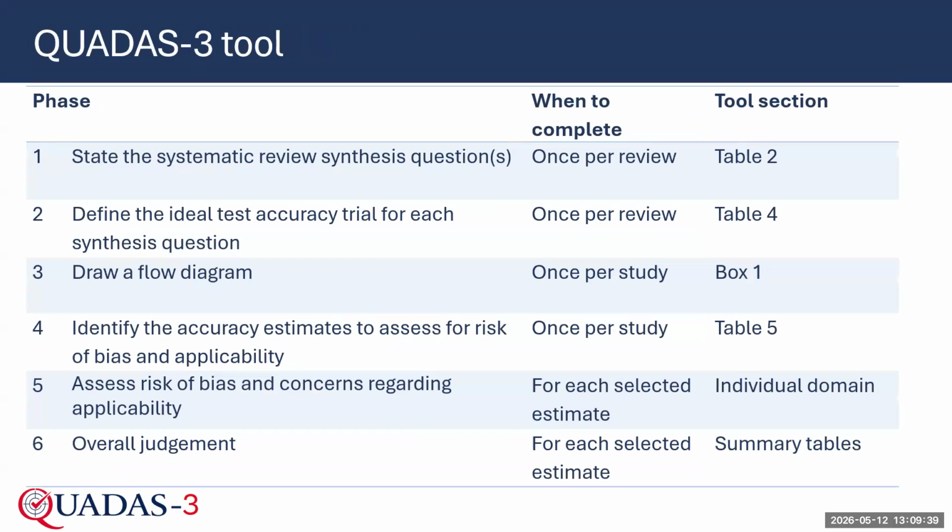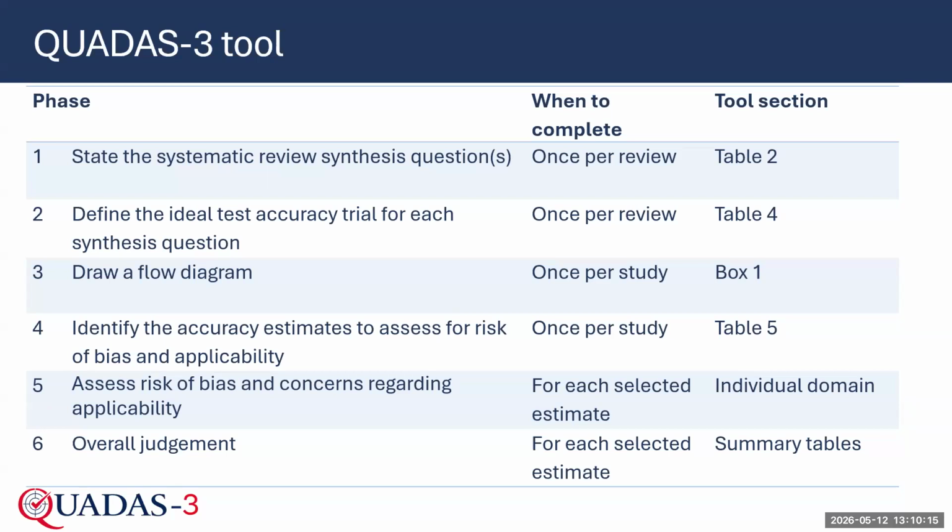So this is what the tool looks like. It initially might seem a little bit more complex compared to QUADAS 2, but I think it's also much more useful than QUADAS 2. So the first phase is to state the systematic review question. We then define the ideal test accuracy trial, draw a flow diagram, identify the accuracy estimates to assess for risk of bias and applicability. Then phase 5 is the main body of the tool, the main assessment of risk of bias and concerns regarding applicability. And we've now also got a final formal overall judgment section.